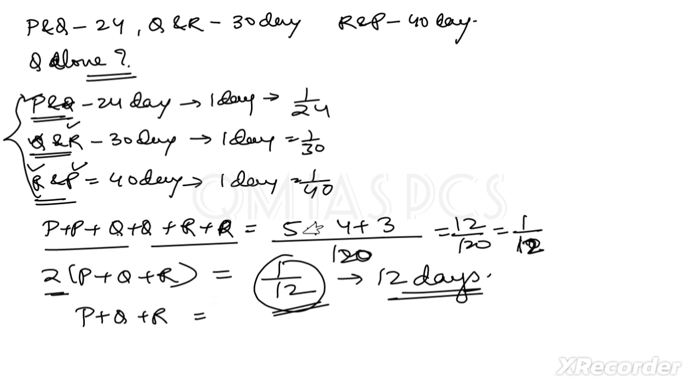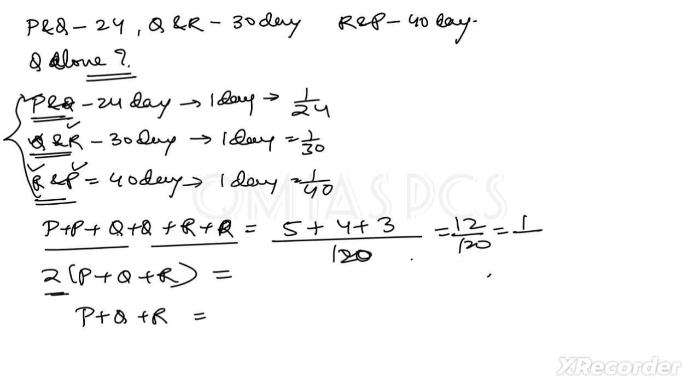Sorry, I think we have to work with that part of work. 2 times of PQR completed 1 by 12 part of work. I am leaving this one right now. Okay, I have made a mistake here. It should be 1 by 10. Earlier I had written 1 by 10, it should be 1 by 10. My mistake.